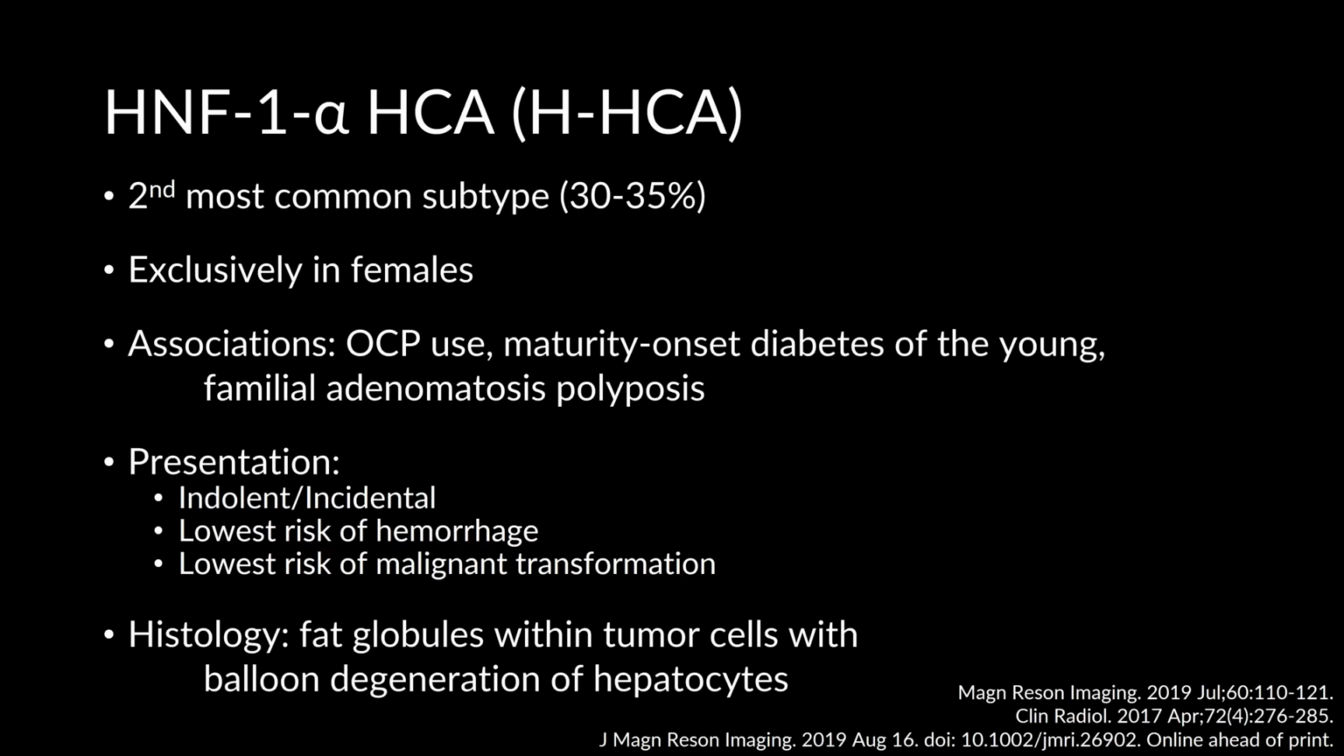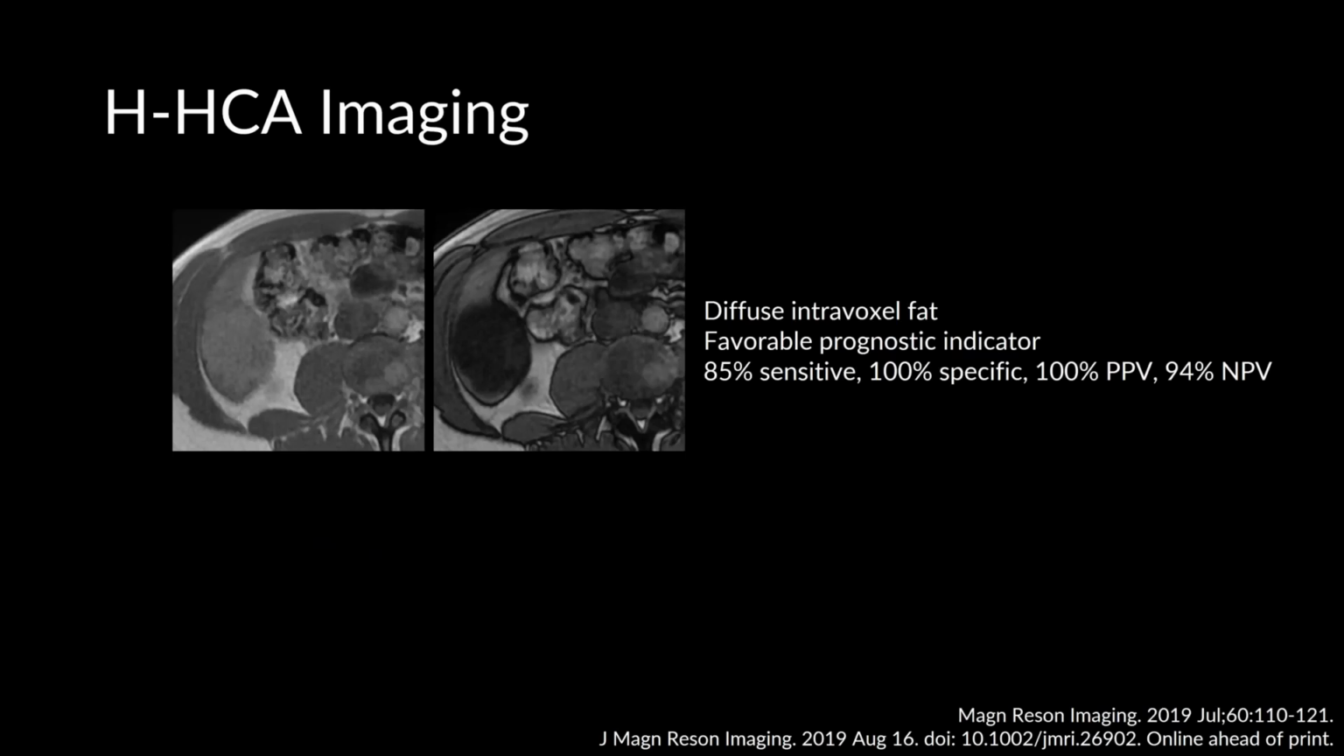Histologically, HNF-1-alpha inactivation prevents normal fatty acid transport within the hepatocyte, and so what happens is you get fat globules within the tumor cells with balloon degeneration of the hepatocytes. So the hallmark of the HNF-1-alpha subtype is the diffuse intravoxel fat. As you can see in this in and out of phase study, you can see how starkly fatty this lesion is, and is very diffuse.